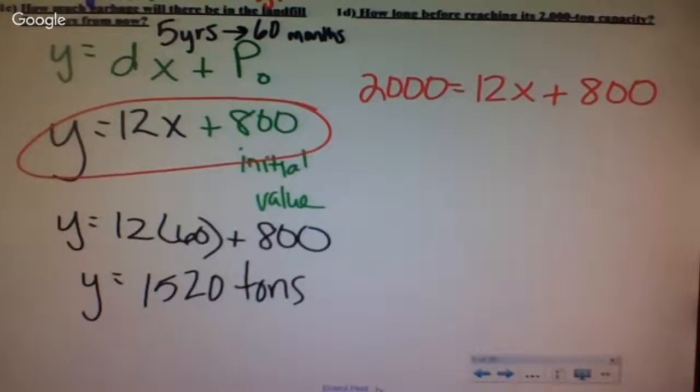Okay, so back to some old school math. How do I solve for X now? Minus 800.